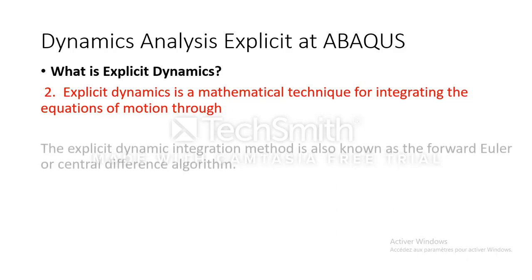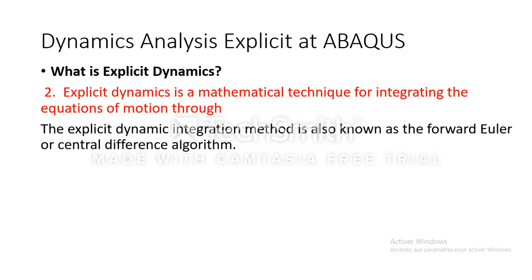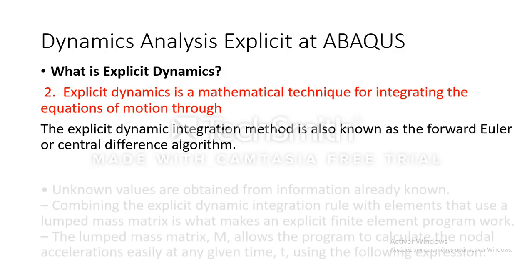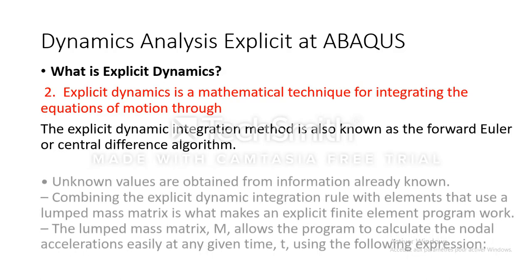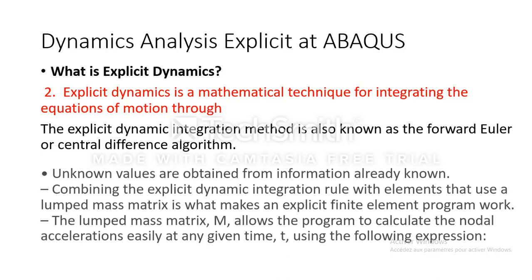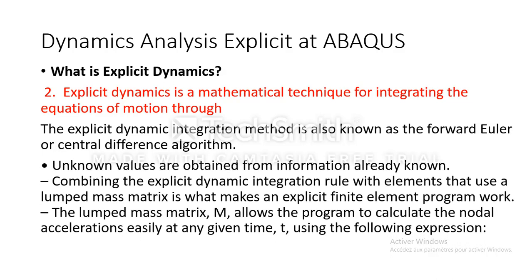Explicit dynamics is a mathematics of motion through time. The explicit dynamic integration method is also known as the forward-Euler or central difference algorithm. Unknown values are obtained from information already known. Combining the explicit dynamic integration rule with elements that use a lumped mass matrix is what makes an explicit finite element program work. The lumped mass matrix, M, allows the program to calculate the nodal accelerations easily at any given time, t, using the following expression. From this expression we can conclude that acceleration depends on the mass matrix and the difference between the internal and external load.